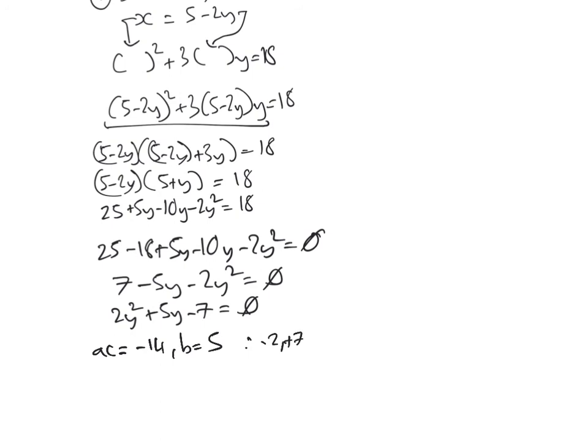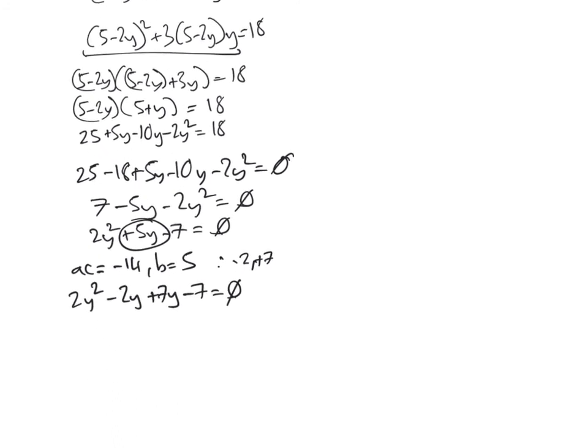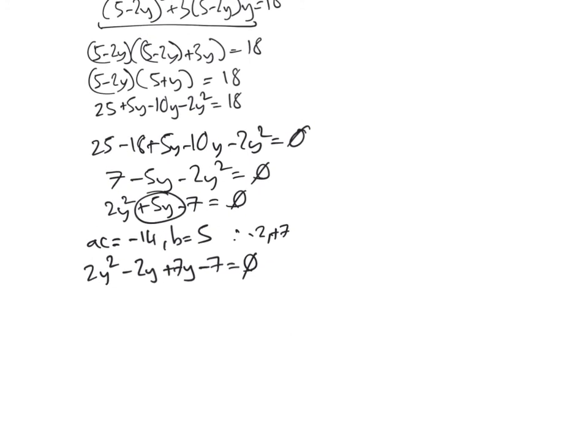So remember, we use those values to split the power 1 term. So we end up with 2y squared, negative 2y, plus 7y, take away 7 equals 0. Oops, so this is quite a long question. Factorise the first two terms. So 2y, y minus 1. So that's got to be a factor of the second pair.